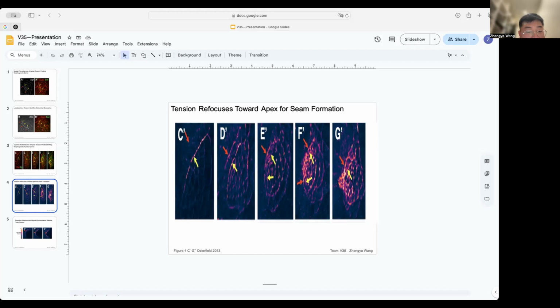As development progresses, the tension focus shifts ventrally and anteriorly toward the midline. By panel G, the strongest signal appears near the anterior apex, aligning with where the two floor cell sheets will meet and seal. This image reinforces the observation that contractile forces are reoriented and focused toward the apex throughout morphogenesis.